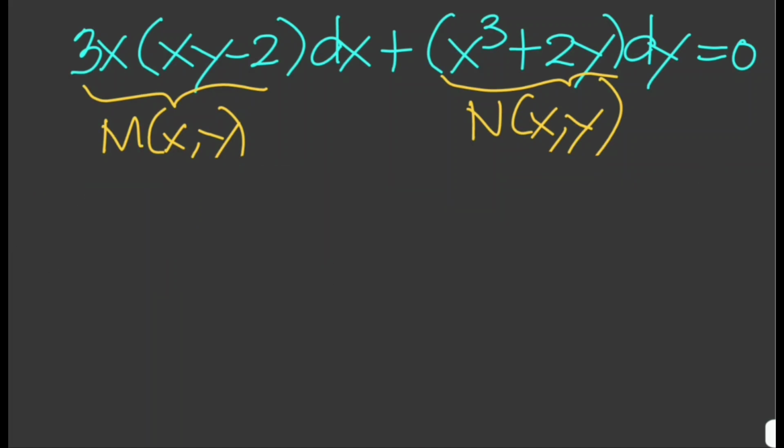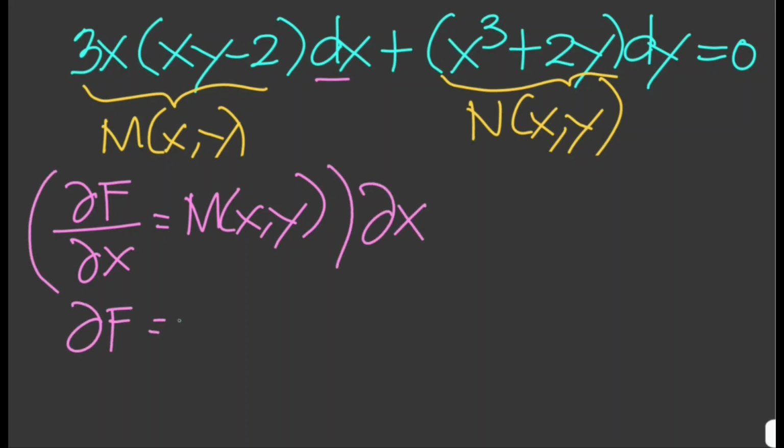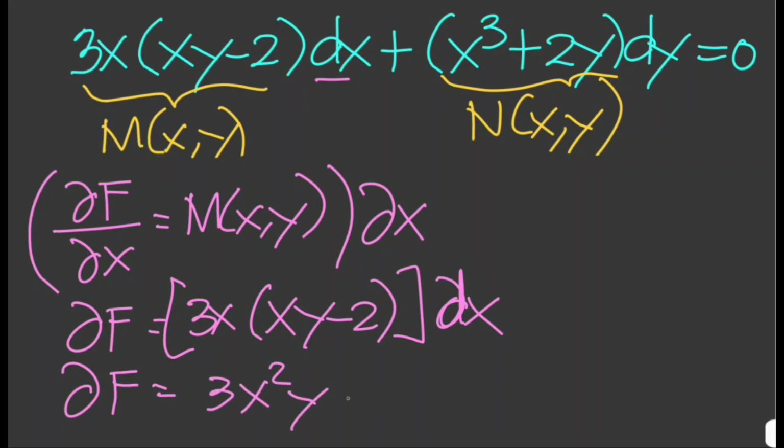Using the formula, we get the partial derivative of f with respect to x. This is equal to function M of x, y, because function M corresponds to dx. Then we multiply both sides by dx, and we get df equals M of x, y, which is 3x times (xy minus 2) dx. Then we simplify that. We have (3x squared y minus 6x) dx.